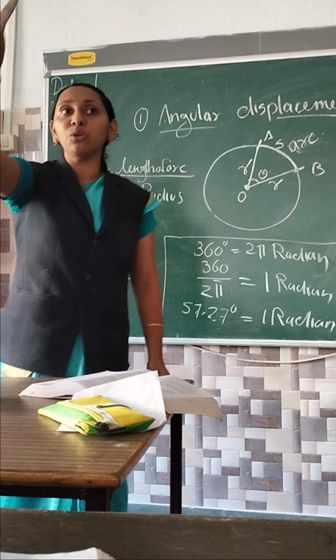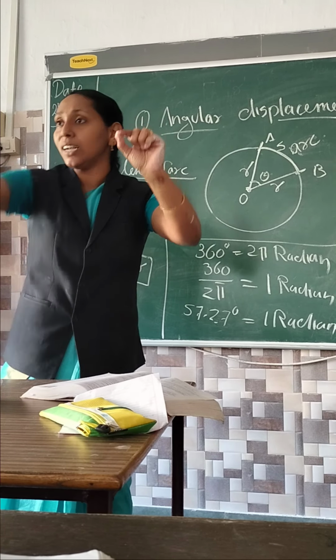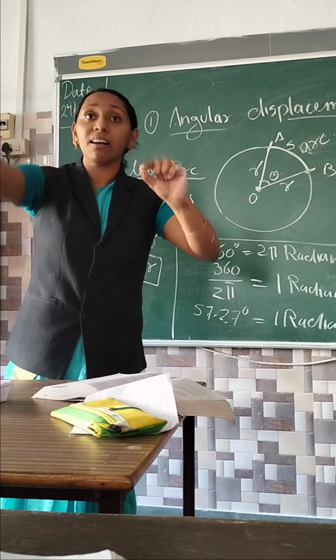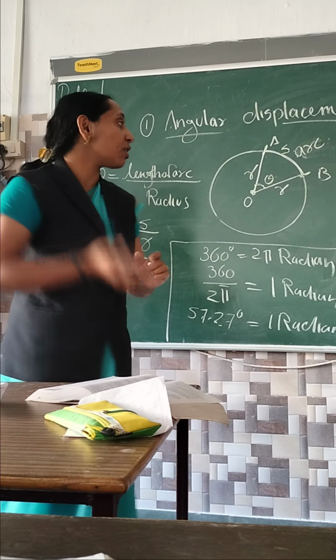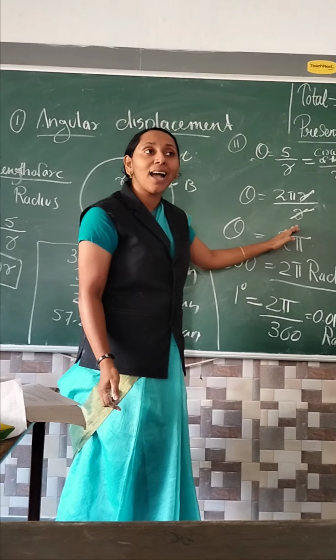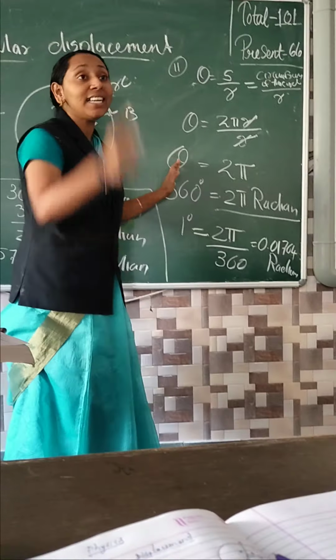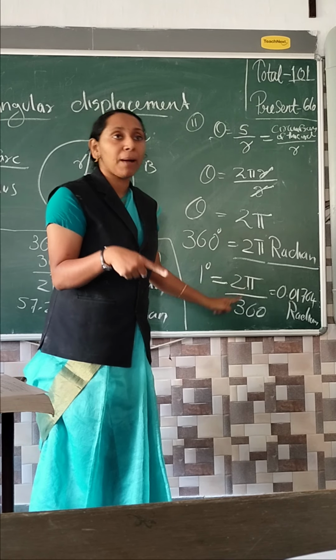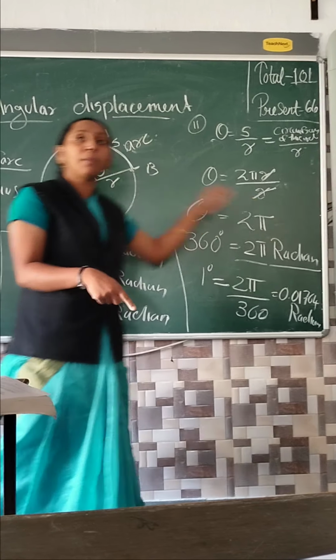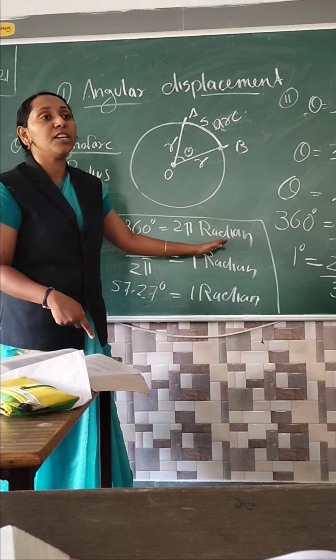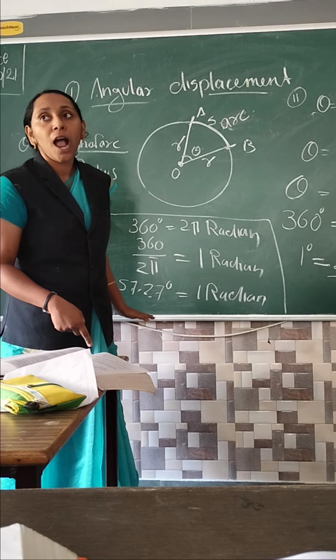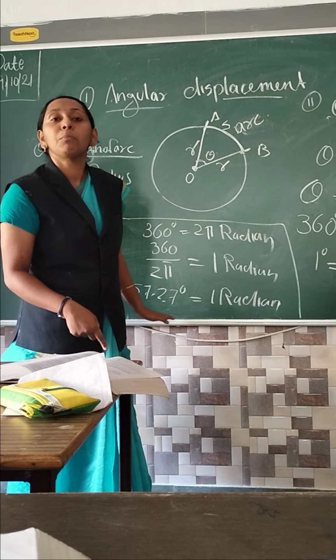In case number 2, we consider the full circle. So the displacement is the circumference of the circle, 2 pi r, divided by r. Radius will be cancelled. Theta in degree equals 2 pi in radian. From this, one circle contains 360 degree, equal to 2 pi radian. So 1 degree equals 2 pi by 360. Similarly, we should try to convert radian into degree also. I hope everyone will get it properly. Pause the video.